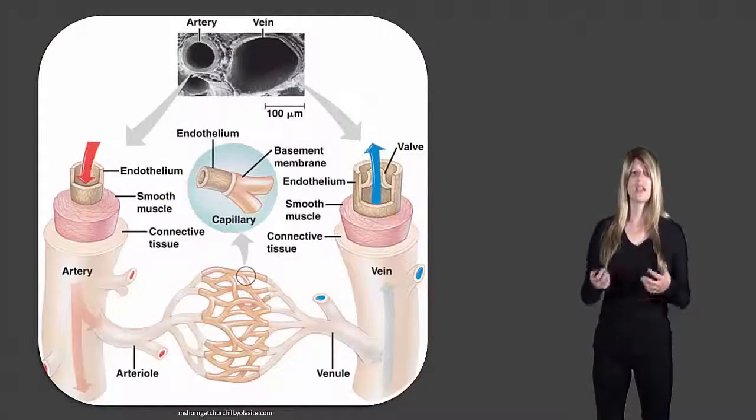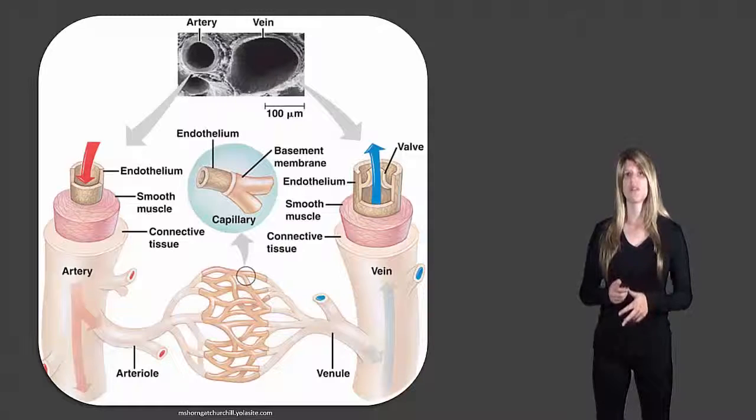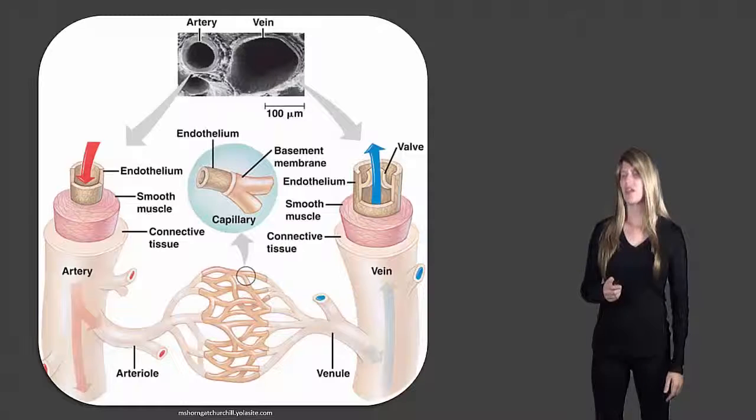So now we'll take a look at the different blood vessels that are in our cardiovascular system. Now we're going to take a look at the 3 main ones, the arteries, the veins, and the capillaries. There are also 2 other types, arterioles, which are kind of like small arteries, and venules, which are sort of like small veins. We're not going to worry about those 2, we're just going to worry about the big 3.